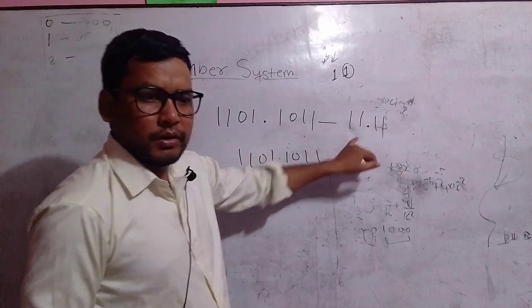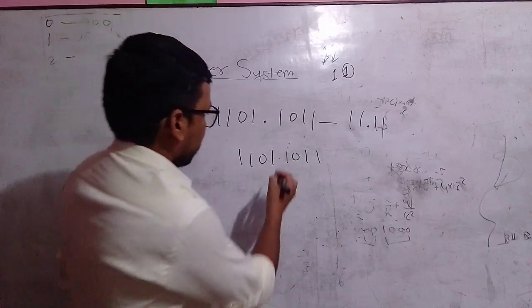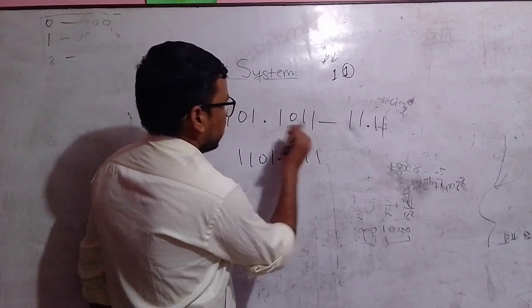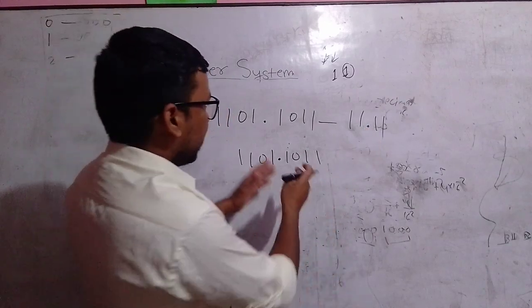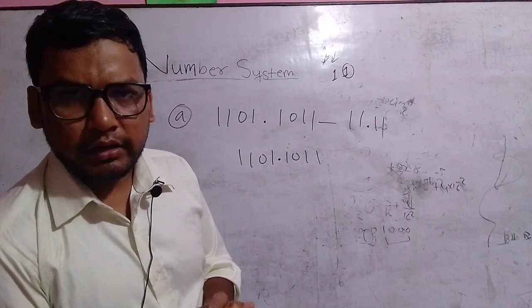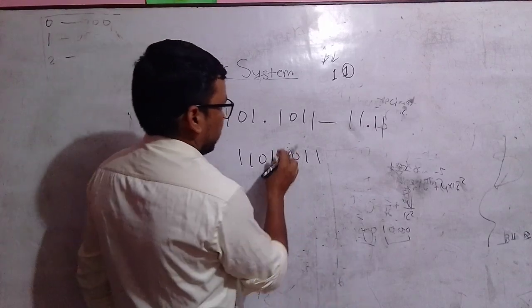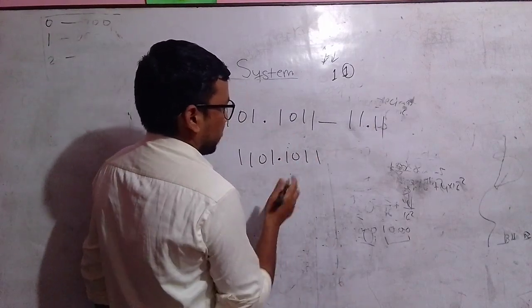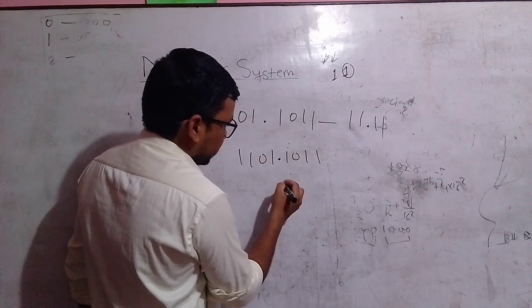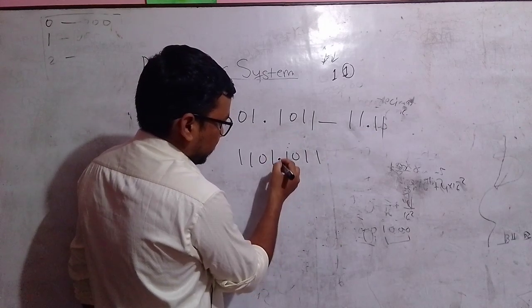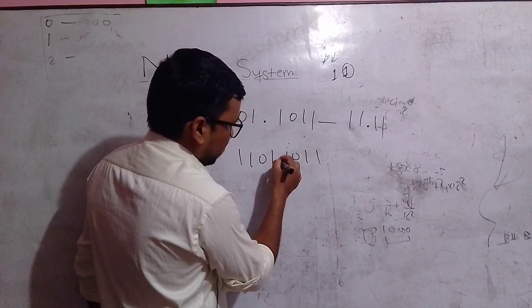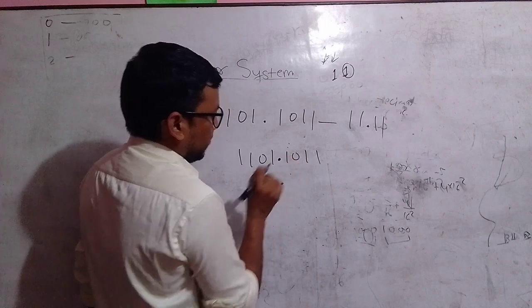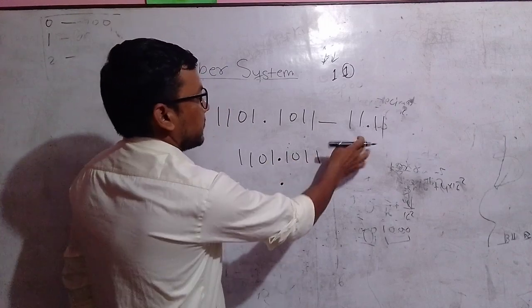Now we need to write this number below this number. We take the dot as a reference point, and we need to align the integer and fractional parts on the reference of this decimal point. We write the decimal point just below the other decimal point, and then we write the remaining digits.